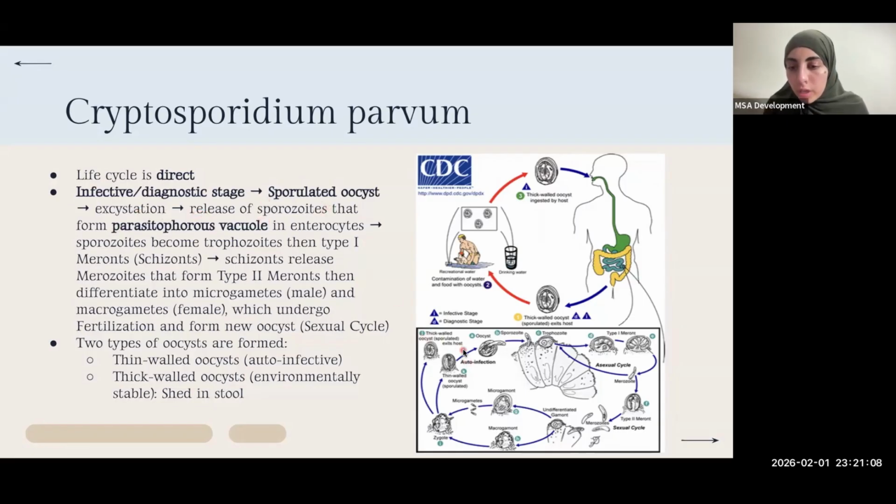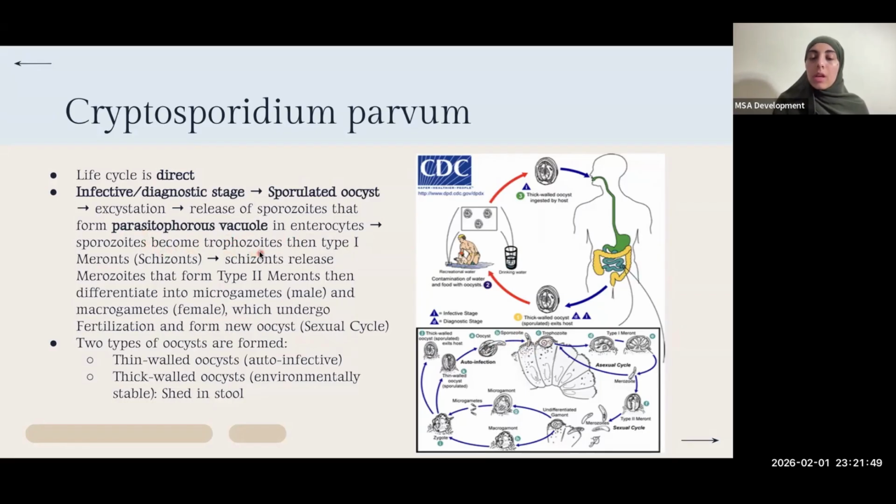Okay, so if we look here, let's start here. This is an oocyst. This oocyst is what infects this person, and it goes inside the GI tract, and then it will release sporozoites. Then the sporozoite will go into the enterocyte and form something called a parasitophorous vacuole, okay, in the enterocyte. So the oocyst releases sporozoites, and the sporozoite goes to the enterocyte to form this parasitophorous vacuole.